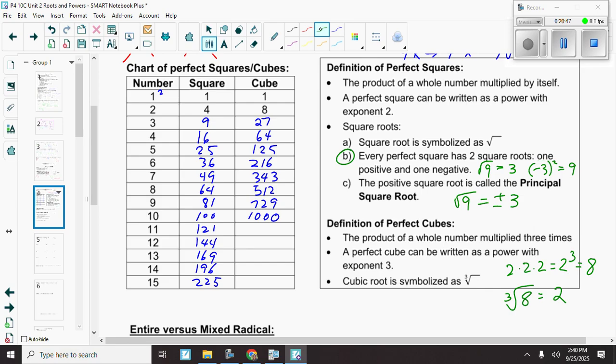So you're seeing how exponents and radical signs are those balances, those opposites, the way that we do one and then how we can undo it. So if we square something and then we want to get back to where we started, we're going to square root it.